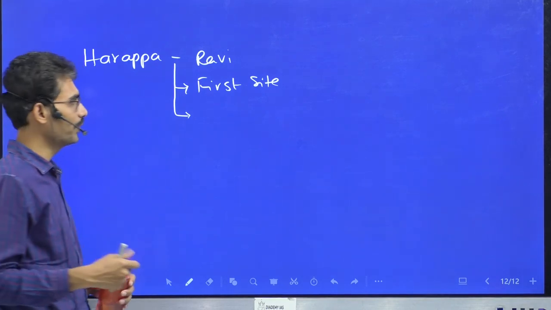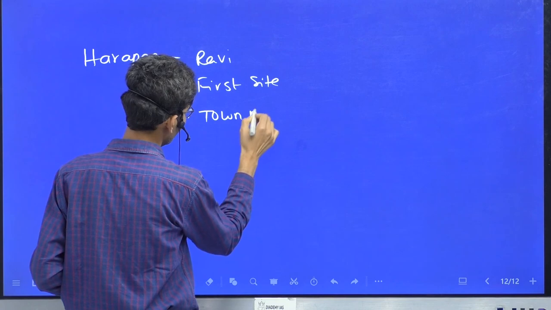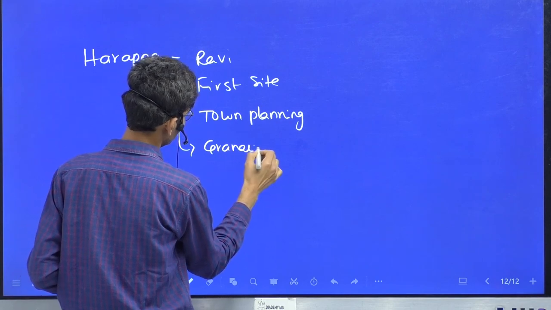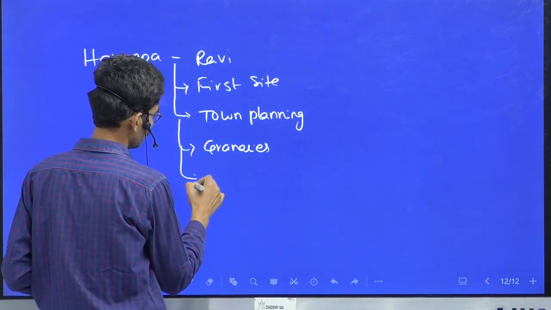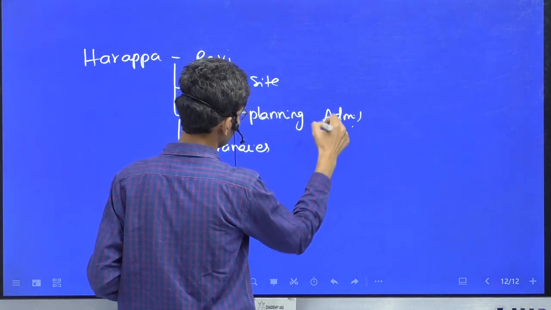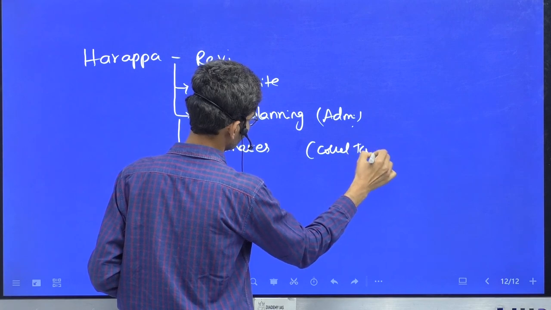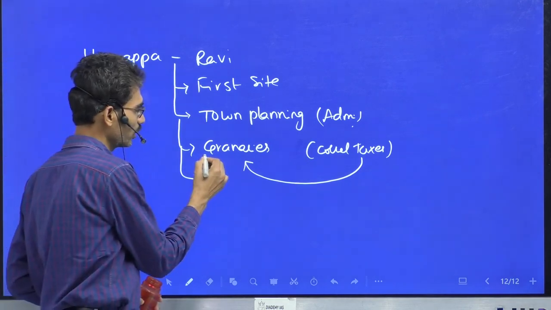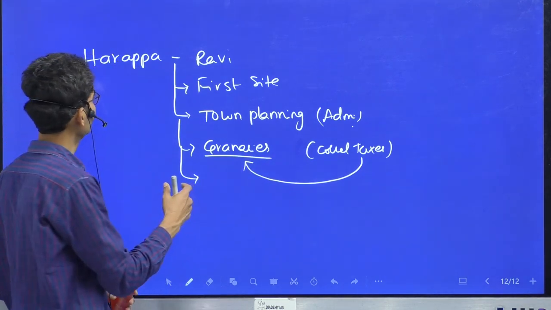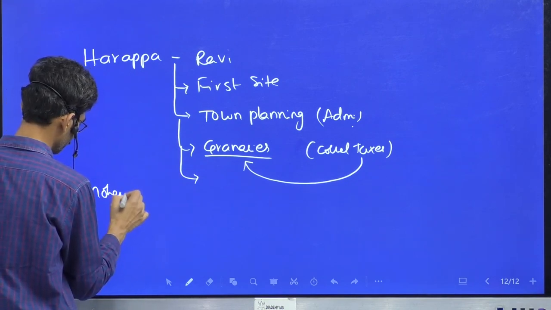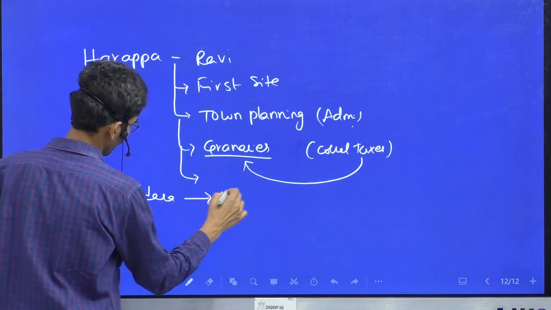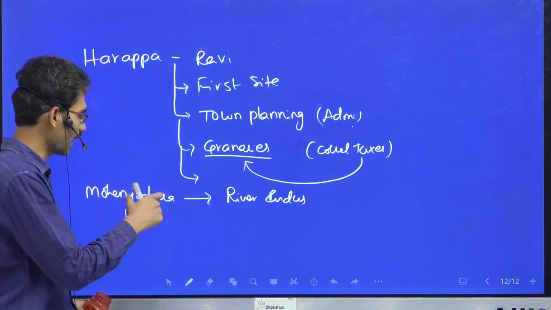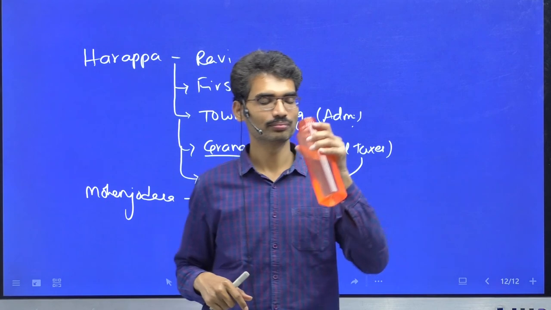And it is giving a lot of evidence, like town planning evidence, granaries. That means administrators are living here, collected taxes. These taxes probably in the form of grains, and these grains were stored in granaries. So Harappa. Next, Mohenjo-daro. On the banks of river Indus. Earlier it was considered as the largest settlement of Indus Valley.